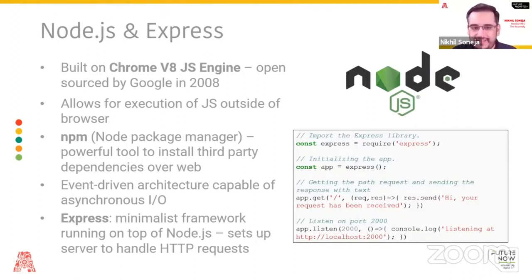It's built, like I said, on the Chrome V8 JS engine, which was built initially for the Chrome browser, but it was open sourced by Google in 2008. After that, Node.js was developed out of that. It allows you to execute JS outside the browser. That was quite revolutionary at the start, because for the first few decades JavaScript was only used in the browser. So this allows you to execute JavaScript on a web server.